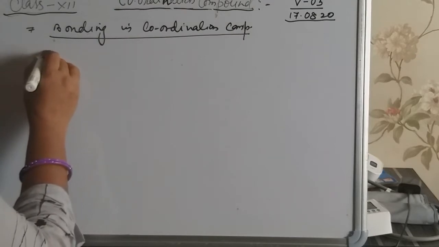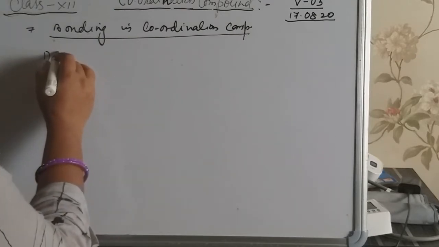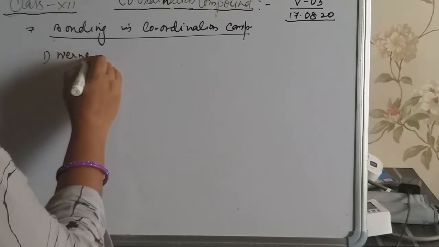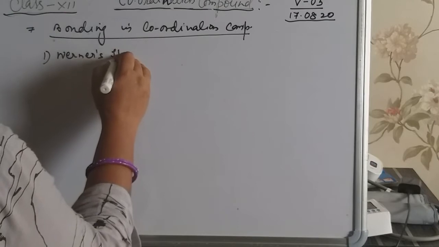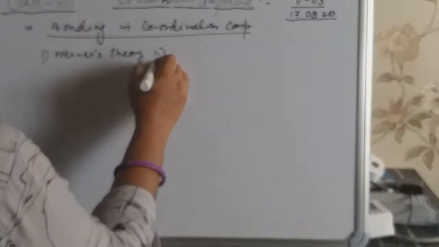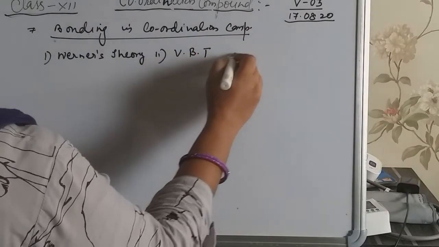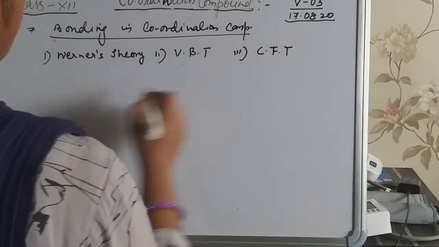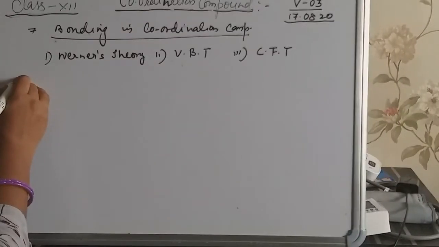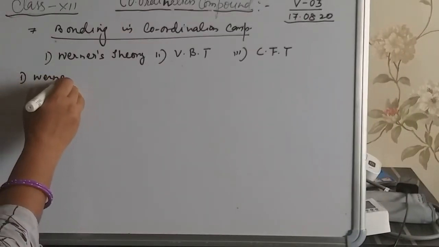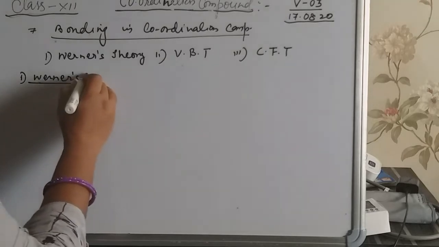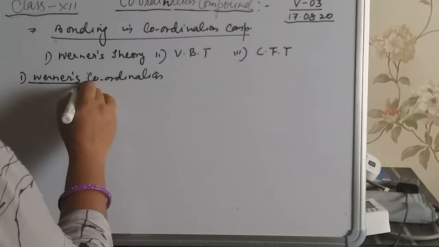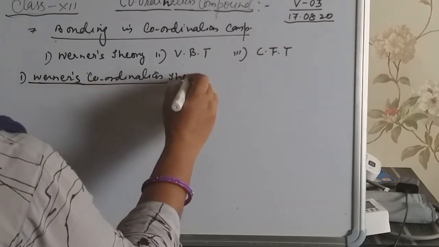So let's discuss the three types of bonding we will study. First is Werner's theory, second is valence bond theory and third one is crystal field theory. So let's discuss Werner's coordination theory.